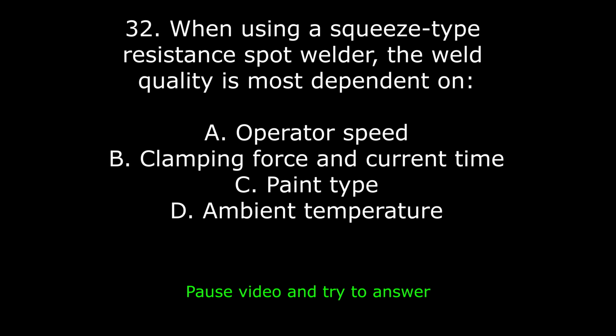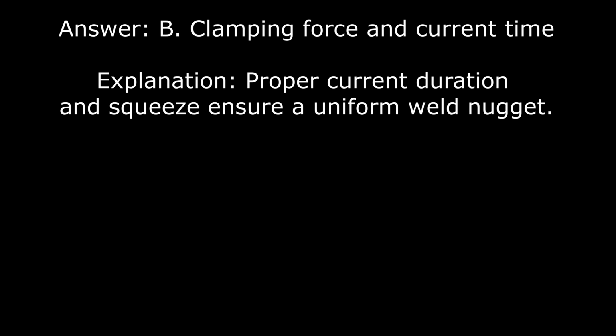32. When using the squeeze-type resistance spot welder, the weld quality is most dependent on A. Operator speed. B. Clamping force and current time. C. Paint type. Or D. Ambient temperature. The answer is B. Clamping force and current time. Explanation: proper current duration and squeeze ensure a uniform weld nugget.